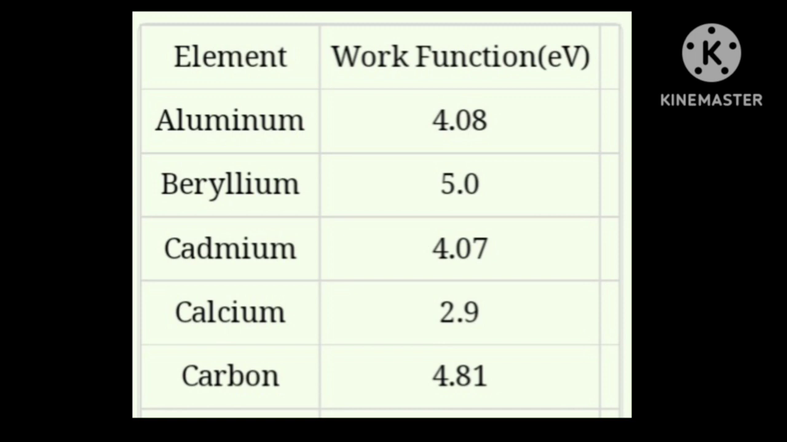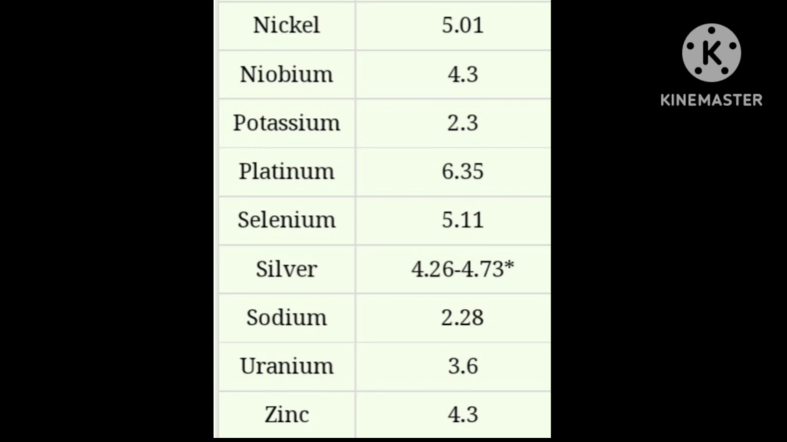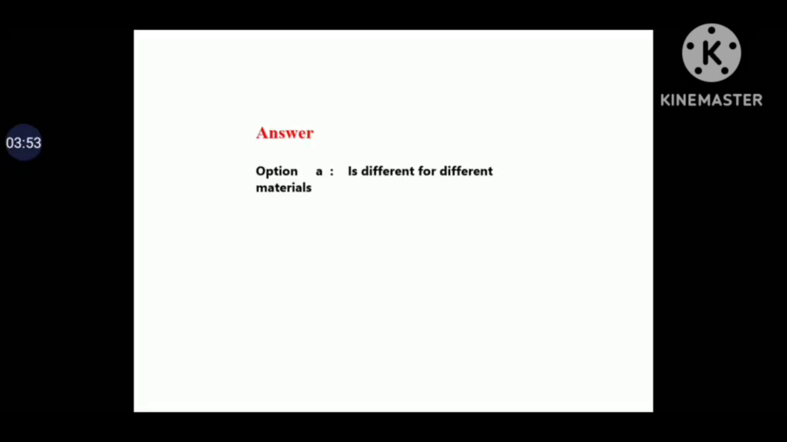For aluminium, work function is 4.08, beryllium 5.0. For cadmium, work function 4.07, calcium 2.9. For carbon, work function 4.81. For nickel, 5.01. Potassium, it is 2.3. For sodium, work function 2.28. Hence, the correct answer is option A, different for different materials.